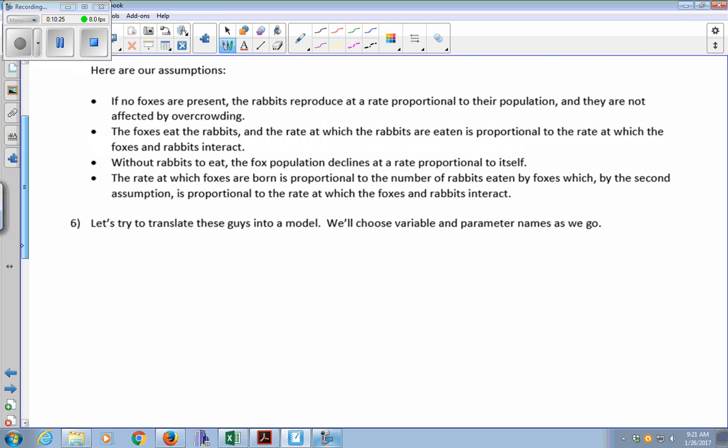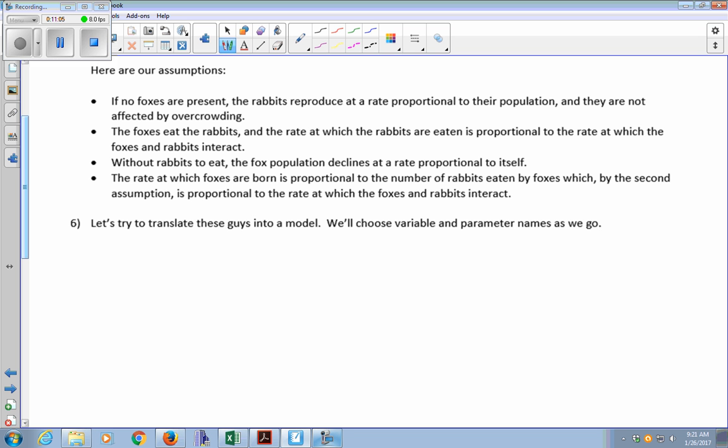So here are our assumptions. If no foxes are present, the rabbits are going to reproduce at a rate proportional to their population. And we're not going to take into effect overcrowding here. We're just going to say they can multiply as much as they want. The foxes eat the rabbits, and the rate at which the rabbits are eaten is proportional to the rate at which the foxes and rabbits interact. So how often they see each other is how often foxes eat the rabbits, or it's related. So without rabbits to eat, the fox population will decline at a rate proportional to itself. They'll die off because they don't have any food.